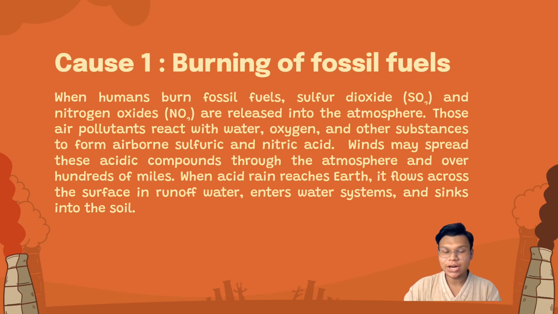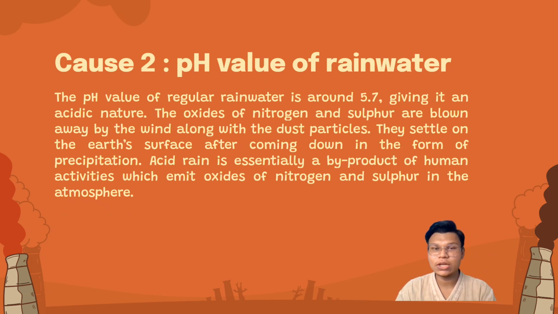Cause 1. Burning of fossil fuels. When humans burn fossil fuels, sulfur dioxide and nitrogen oxides are released into the atmosphere. Those air pollutants react with water, oxygen, and other substances to form airborne sulfuric and nitric acid. Winds may spread these acidic compounds through the atmosphere and over hundreds of miles. When acid rain reaches Earth, it flows across the surface in runoff water, enters water systems, and sinks into the soil.